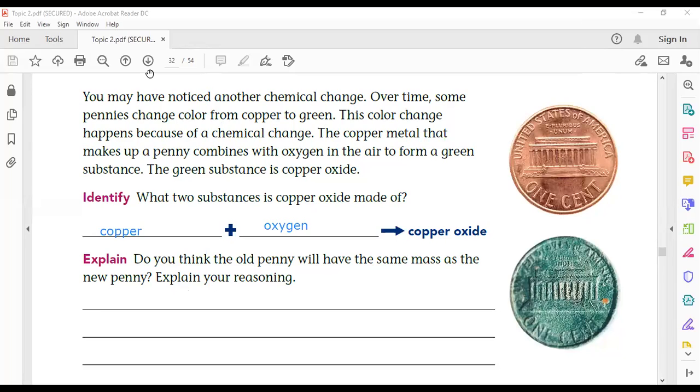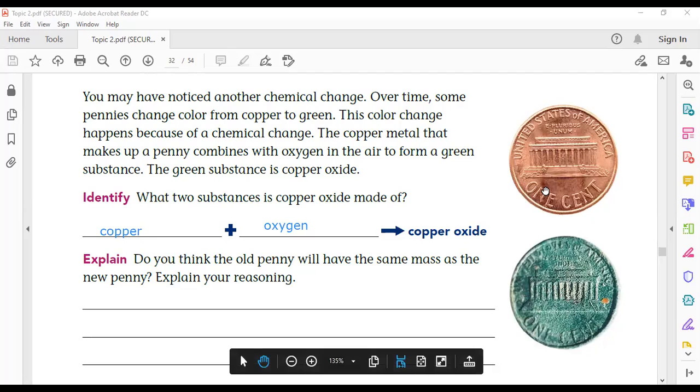No, because it combines with oxygen. Gives it more mass. Yes. Excellent. So the old penny will have a greater mass than the new penny, because some of the copper has reacted with oxygen to form copper oxide.